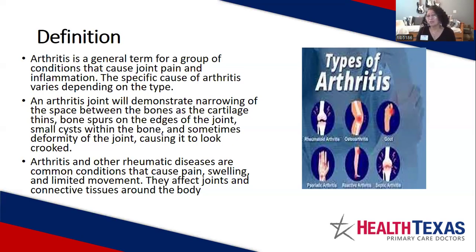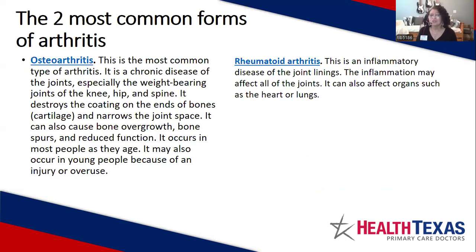Arthritis and other rheumatic diseases are common conditions that cause pain, swelling, limited movement, and affect the joints and the connective tissue all over the human body. So you can see different types of arthritis in the knees, in the elbows, in the hands, in the feet, and other areas of the body that may have been affected with injury in the past. So we're going to talk about the two most common forms of arthritis in this discussion today.